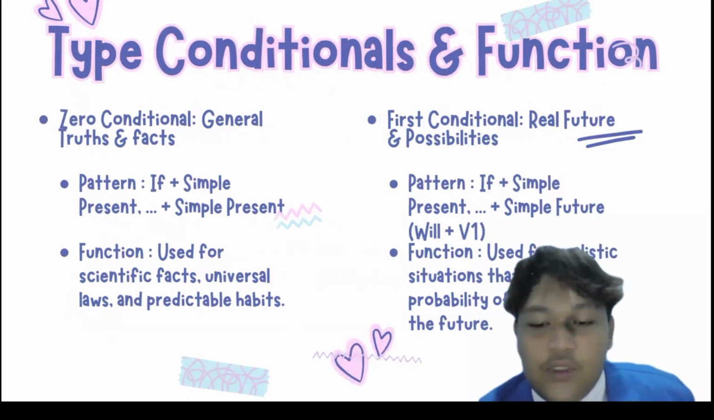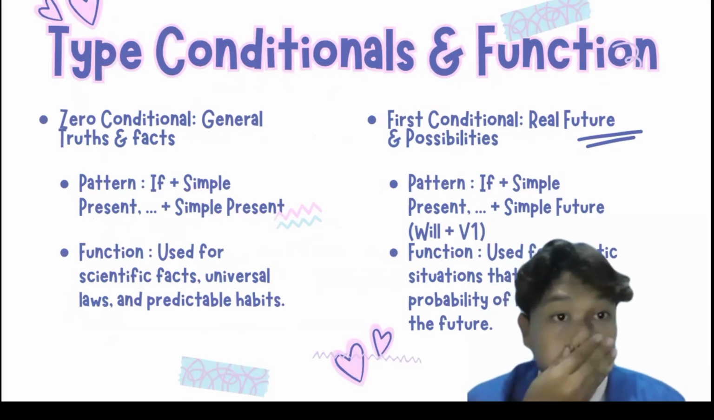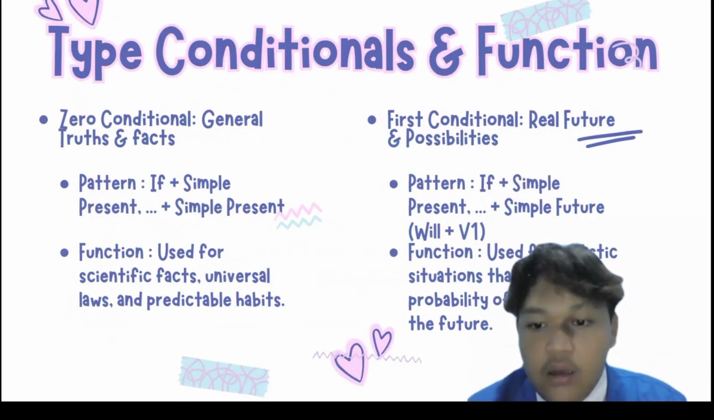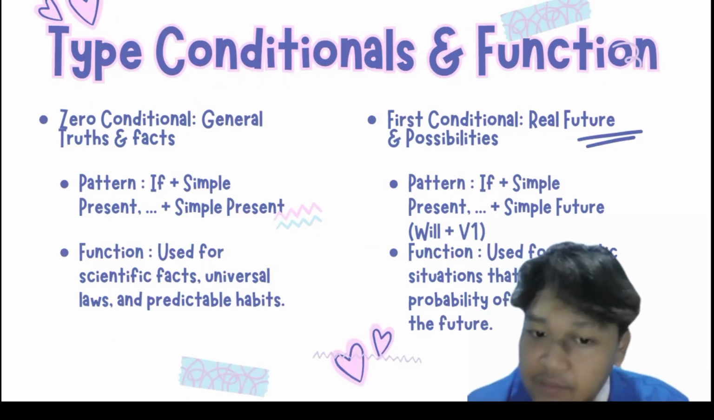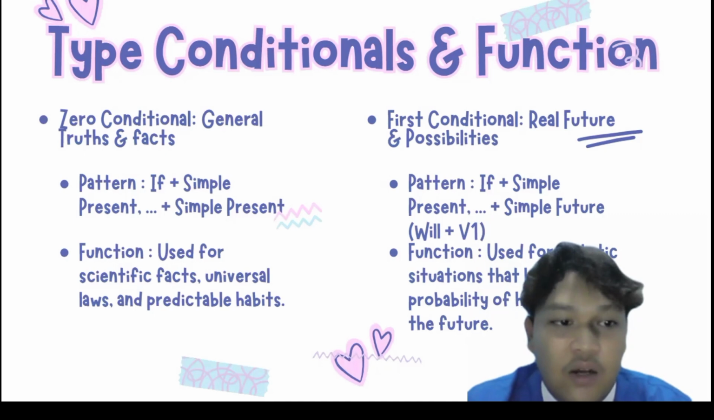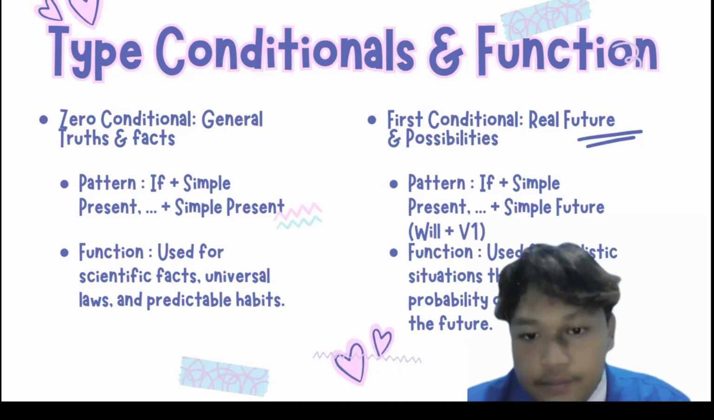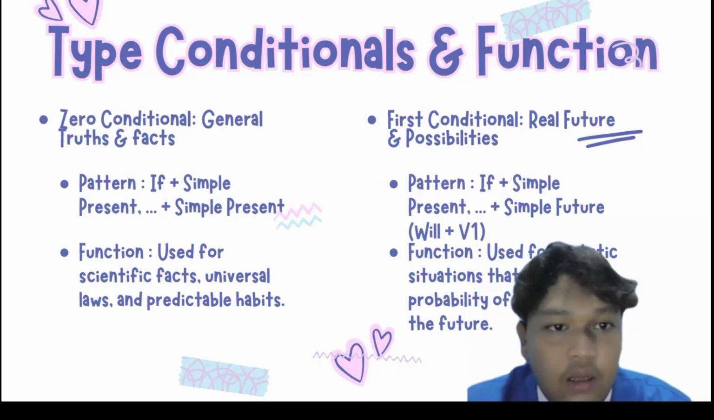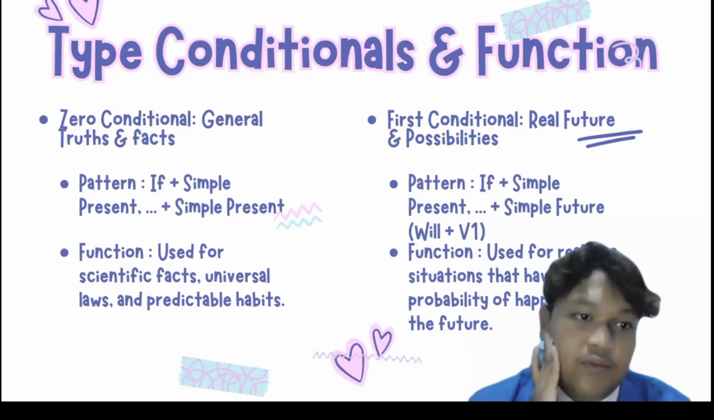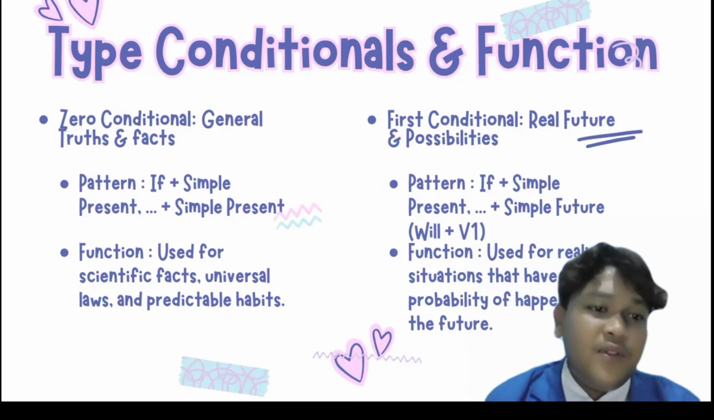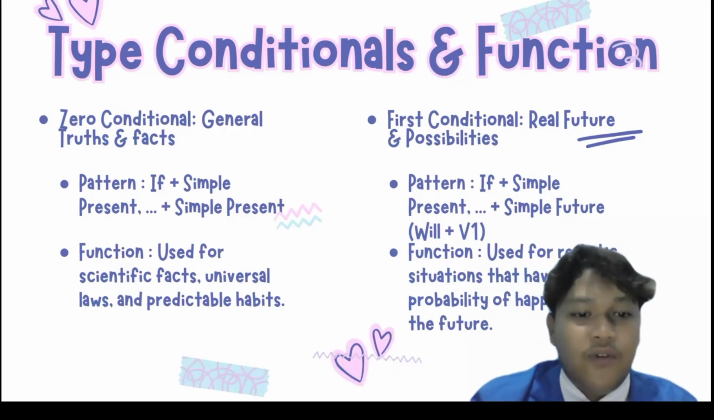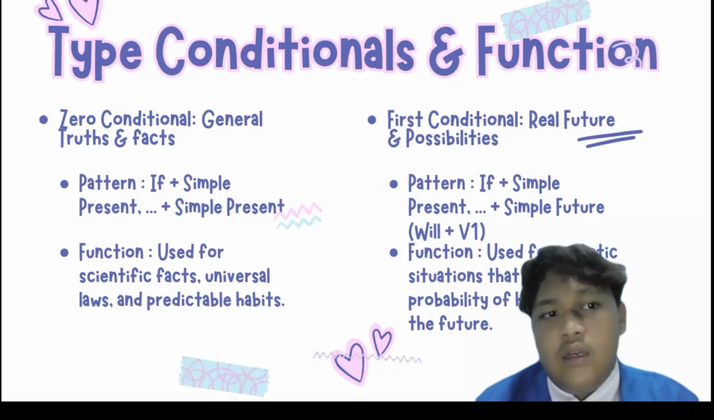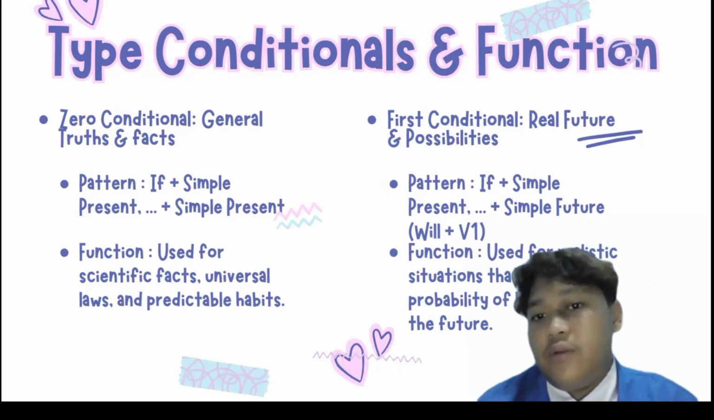Next, let's start with type 0 and type 1. We use the zero conditional to talk about things that are always true, such as scientific laws. Zero conditional: general truths and facts. The pattern is if plus simple present, plus simple present, and the function is used for scientific facts, universal laws, and predictable habits. And the next is first conditional, real future and possibilities.